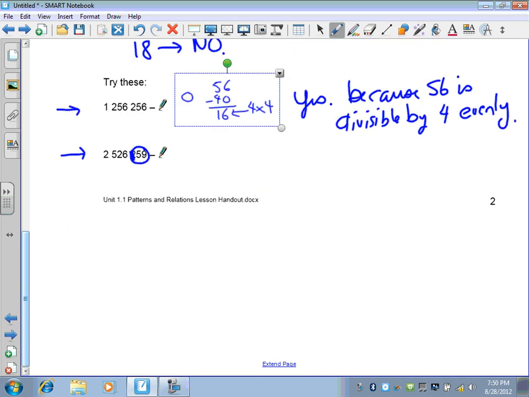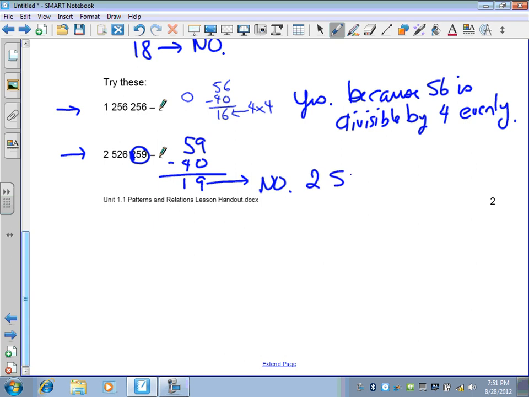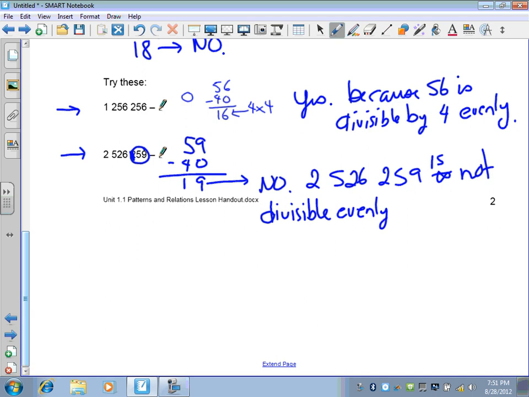Let's find out. So 59, take away 40, leaves me with 9 take away 0 is 9, 5 take away 4 is 1, 19. Is 19 in the 4 times tables? The answer to that is no. So 2,526,259 is not divisible evenly by 4.